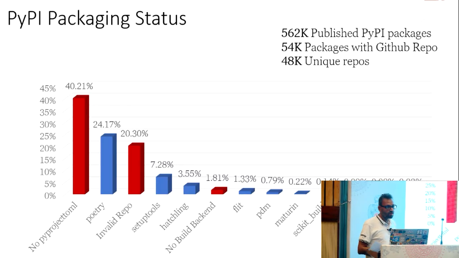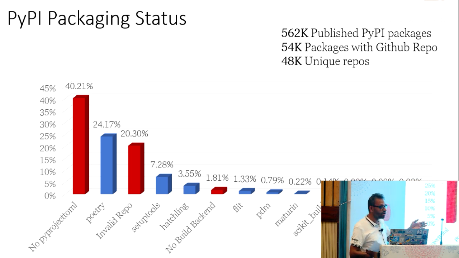Okay, so now I just wanted to see where we stand with respect to the packages we have in PyPI. So I took a stab, somewhere in mid-August, I went to PyPI and looked at all the packages and what metadata they have. There are 562K published packages, out of which 54K have a GitHub repo. Many of them don't even have a GitHub repo, so we don't know what build system they are using. Wherever there is a GitHub repo, I took all of them, and there are 48K unique repos in total, and then I tried to figure out what build system each Python project is using.